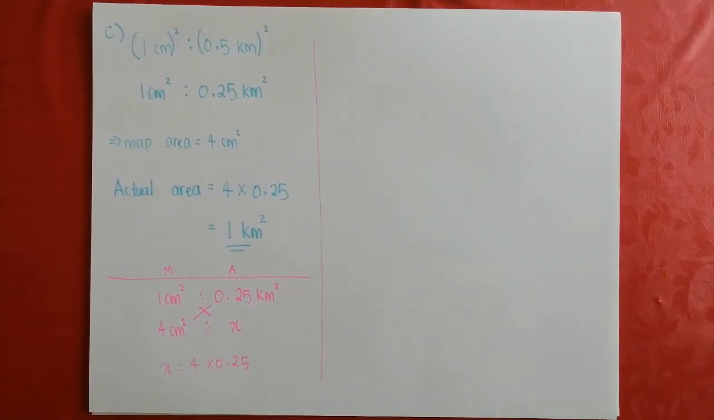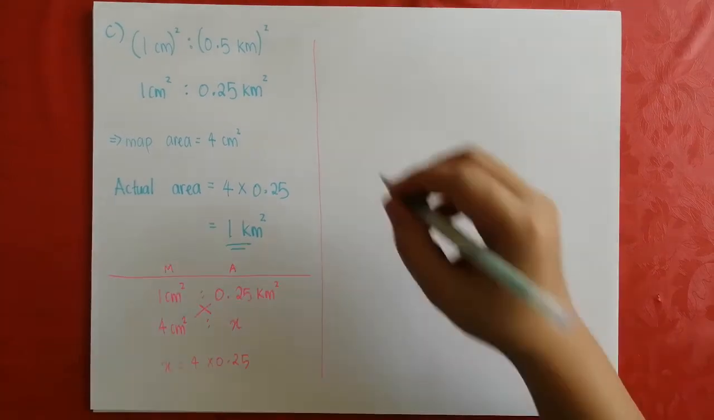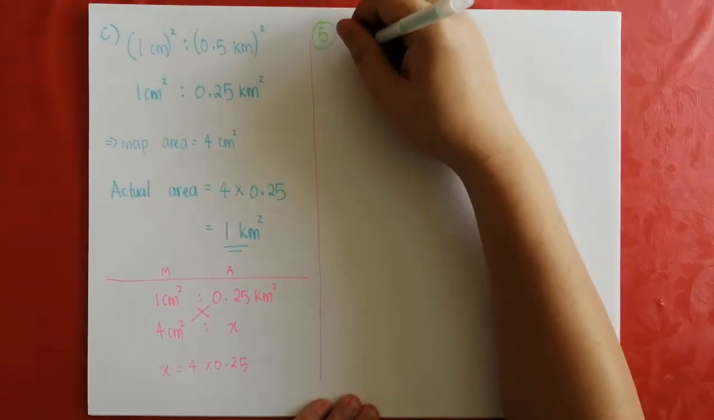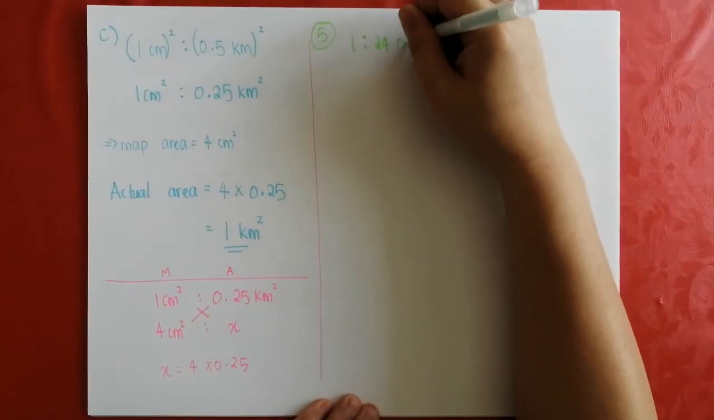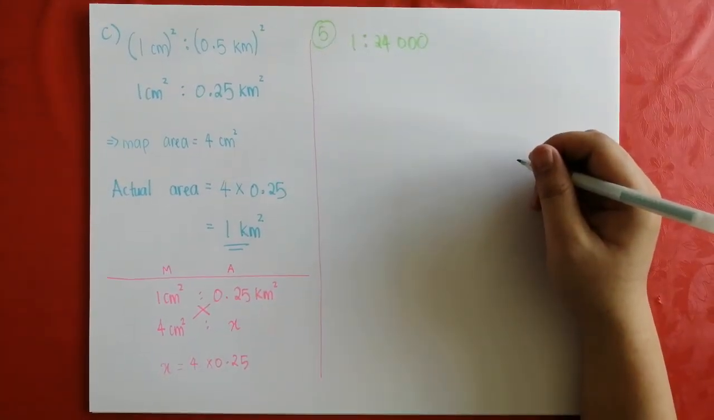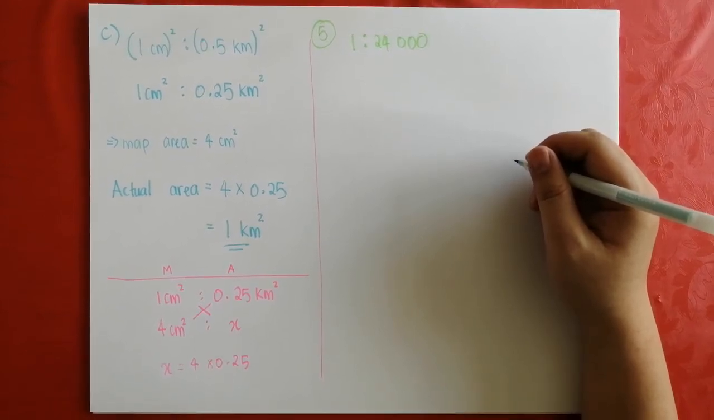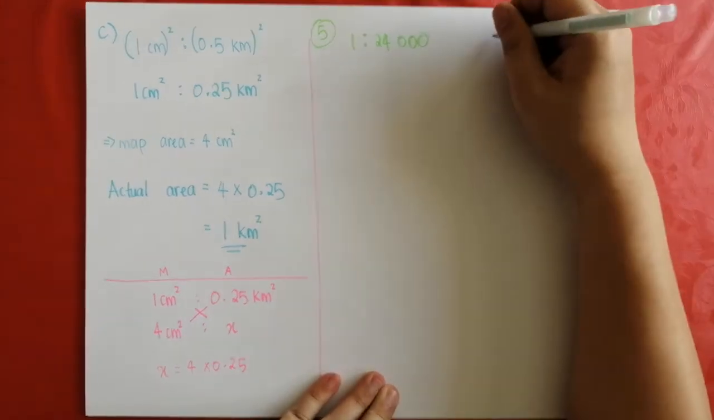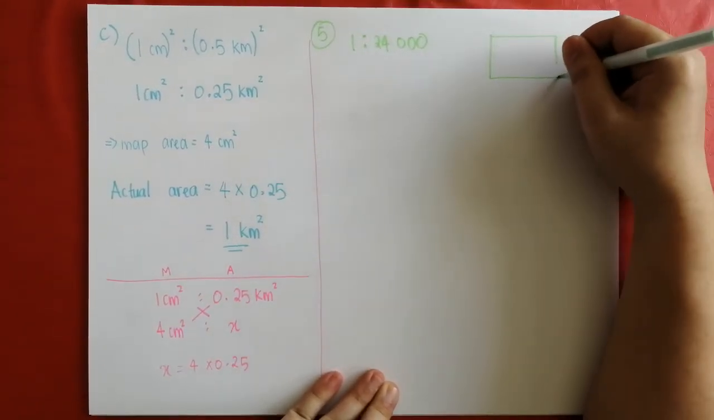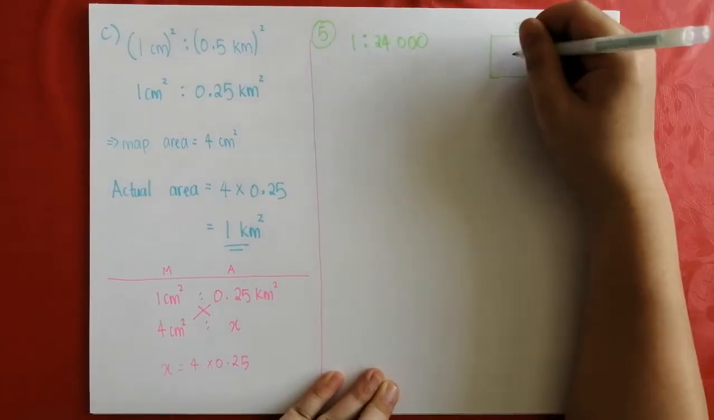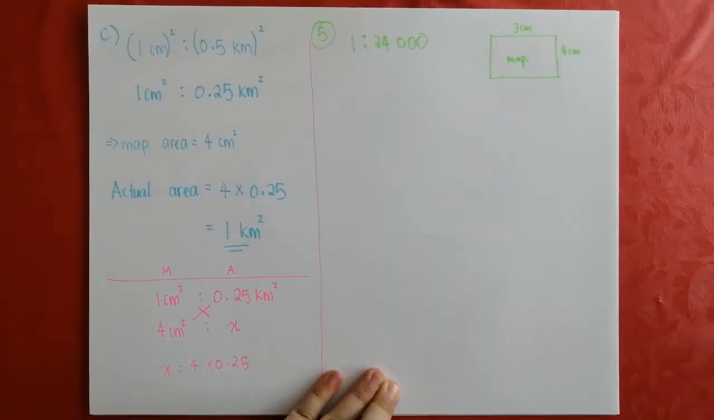Alright, finally, example number 5. We have a scale, which is given 1:24,000. If a rectangular piece of property measured 3 cm by 4 cm on the map, so we have a rectangle on the map that is 3 cm by 4 cm, what is the actual area of this piece of property in square meter?